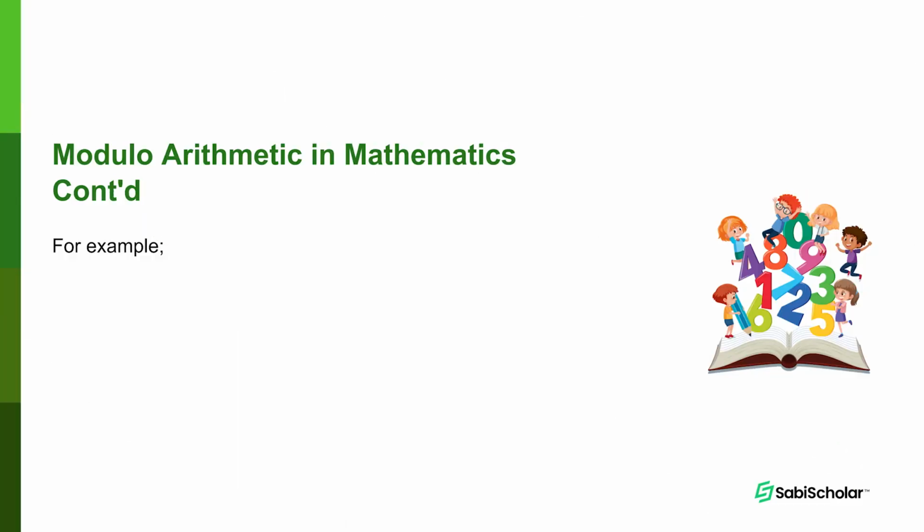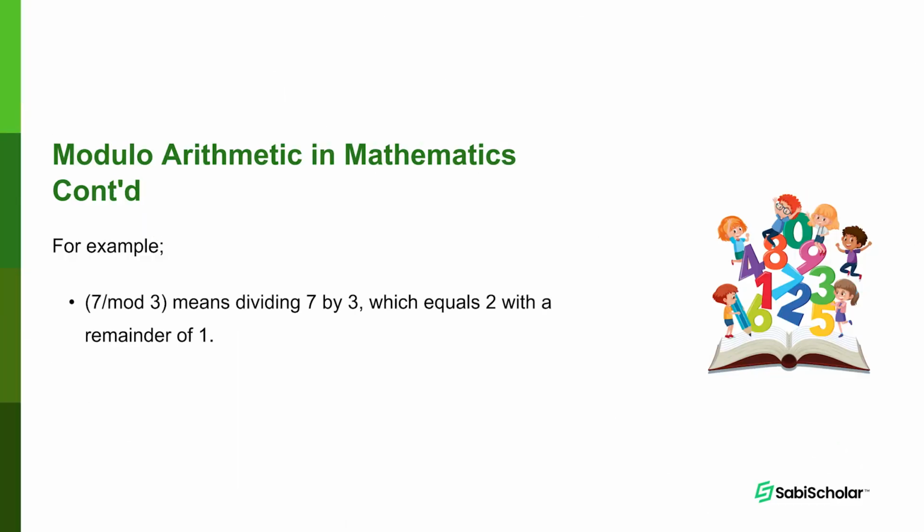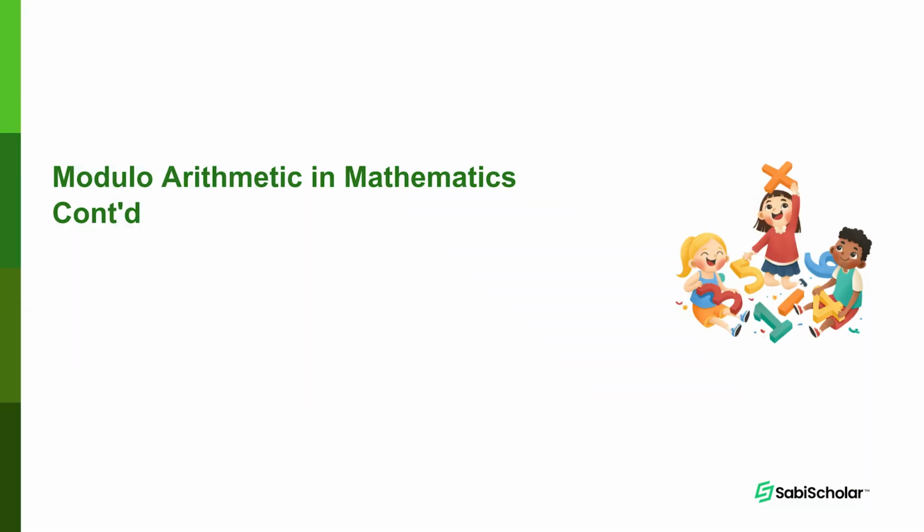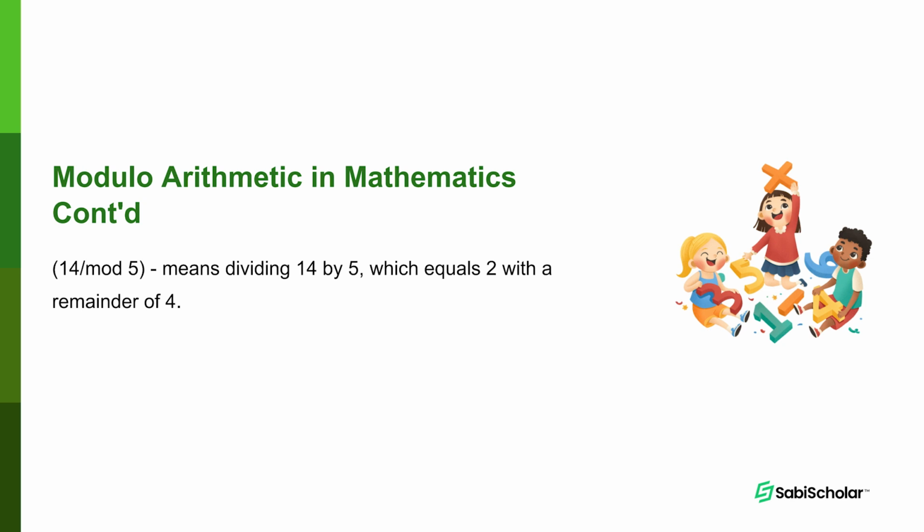For example, if you say 7 in mod 3, it means dividing 7 by 3, which will be 2, remainder 1. So 7 in mod 3 is 1. Just the remainder we need, 1. And if you say 14 in mod 5, it means to divide 14 by 5, which will be 2, remainder 4. So 14 in mod 5 is 4. Like I said, it's just the remainder you need, just the 4.